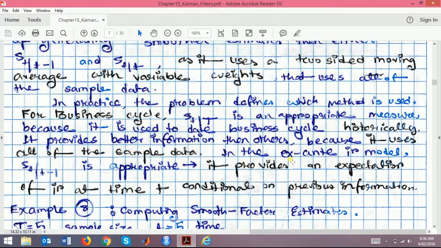In the ex ante interest rate model, S10 is appropriate. It provides an expectation of the interest rate at time t conditional on previous information. Two things: the business cycle uses the entire sample to date the cycles, whereas the interest rate is conditional on the previous information. It is the expected interest rate, which is predicted.